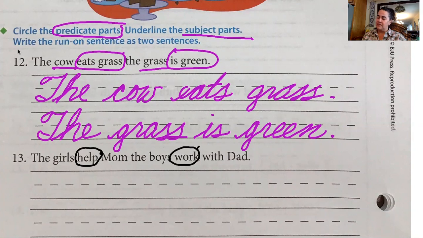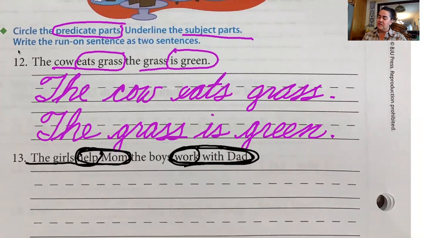Help who? Help, I'm sorry, the predicate part, I should have done the whole thing. Help mom. And work with dad. Predicate part is the whole thing from the action on, boys and girls. That's Mrs. Mueller's fault. I didn't read the directions clearly. Okay, then we have to find the subject parts. And the subject part would be the girls and the boys. So our sentences will become the girls help mom, the boys work with dad.